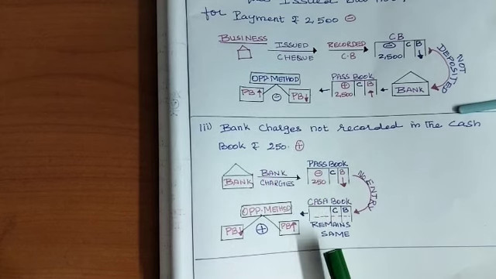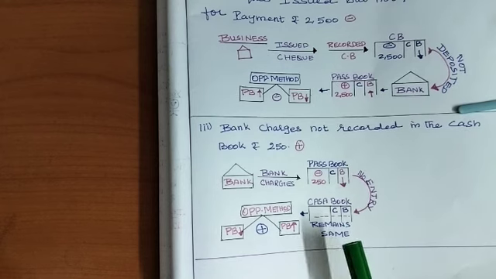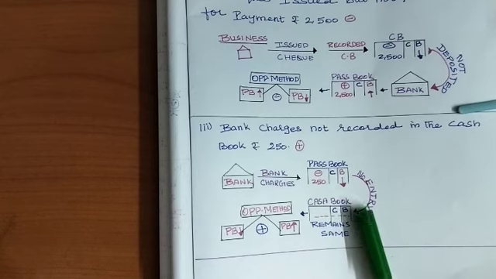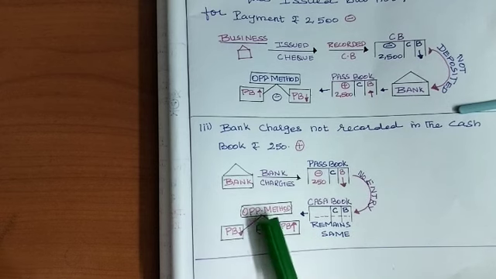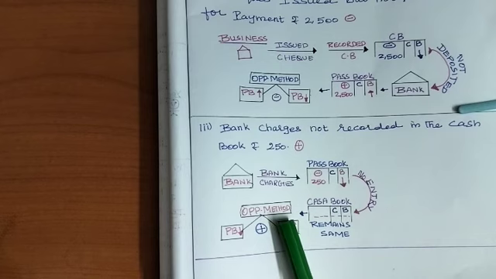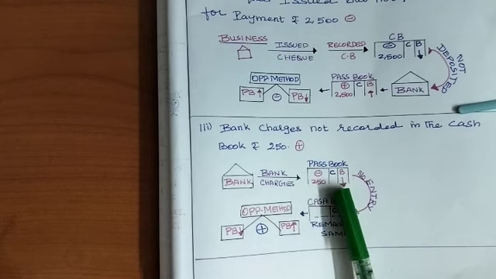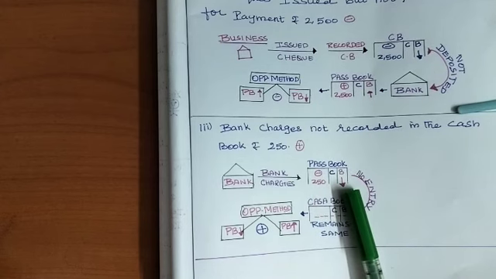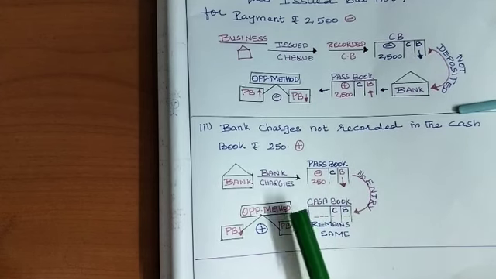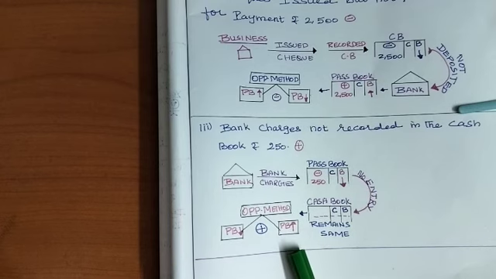So the business accountant doesn't know about the bank charges, and the cash book remains the same. There is no entry made in the cash book. There is no change. So what do we follow? We will follow the opposite method. So we have to look at the passbook. Whenever the passbook decreases, as per the rule of the opposite method, it will be increased, right?